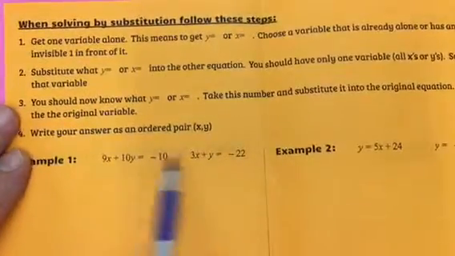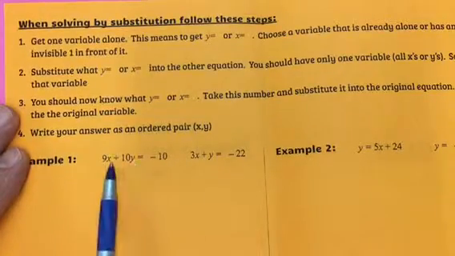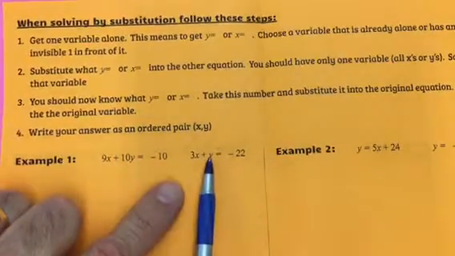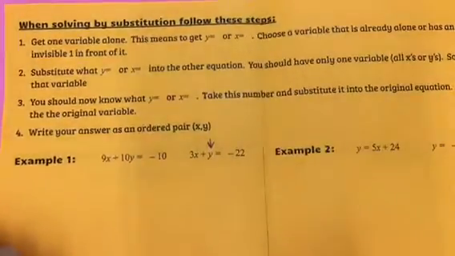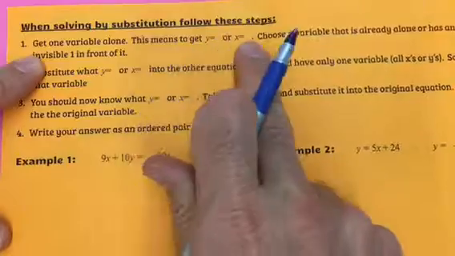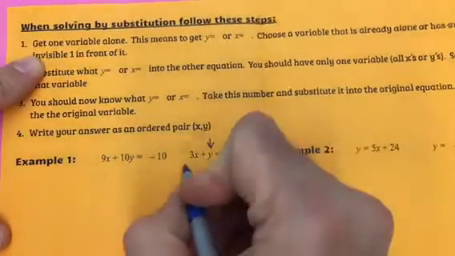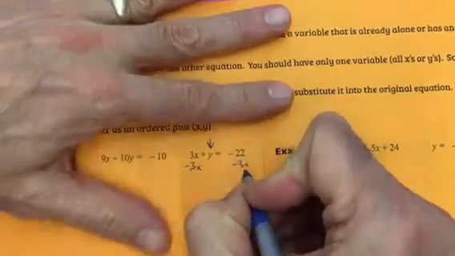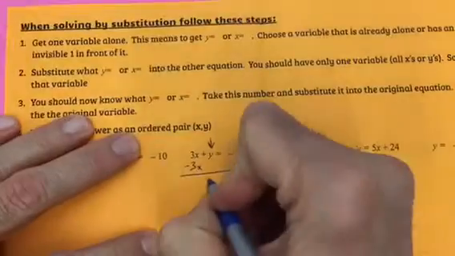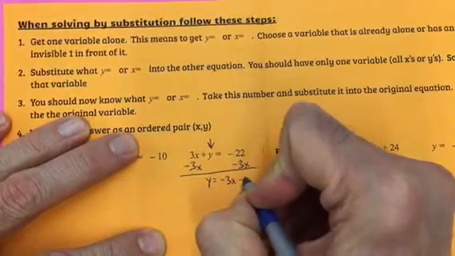Okay, so let's see, what does that mean here? Well, this doesn't help me. Oh, but this one right here, that's got my 1 right there. I'm gonna get that y alone. So step 1 says get one of the variables alone. I got an x, a y, and x, a y. This one's gonna be alone. Subtract 3x, subtract 3x. Y equals negative 3x minus 22.